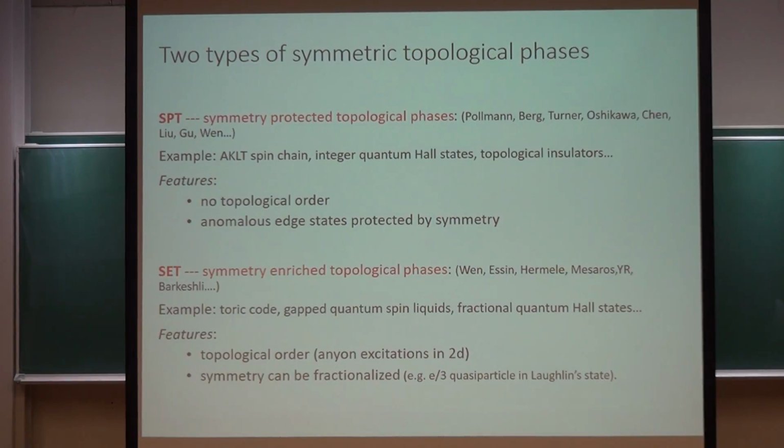In terms of gauge theory, this is maybe familiar. It's just Gauss's law. You cannot create a gauge charge alone. You have to create, say, a gauge charge and some anti-charge somewhere else. Examples include the toric code, which Zheng mentioned, some gapped quantum spin liquids, and the fractional quantum Hall states. So I will pay attention to these two different types of topological phases. Just keep in mind that this one has no topological order and no anyon in the bulk, but this one has anyons in the bulk. That's the difference. I will study how symmetry interacts with the topology.